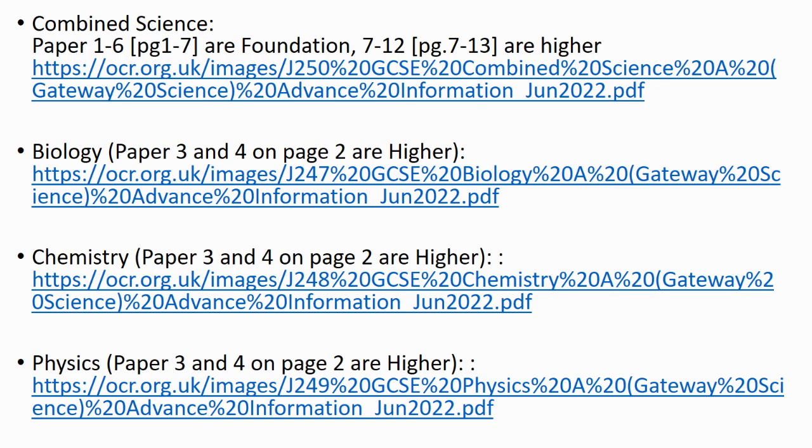And then finally, if you are interested in reading the advanced information for yourself and you haven't already, here are the links which we'll share with you on Teams. One really important thing to note: the advanced information does not break up the papers into higher and foundation. It breaks them up into the numbers that the papers are given. So on this slide, it tells you very, very clearly which papers are higher, which papers are foundation.